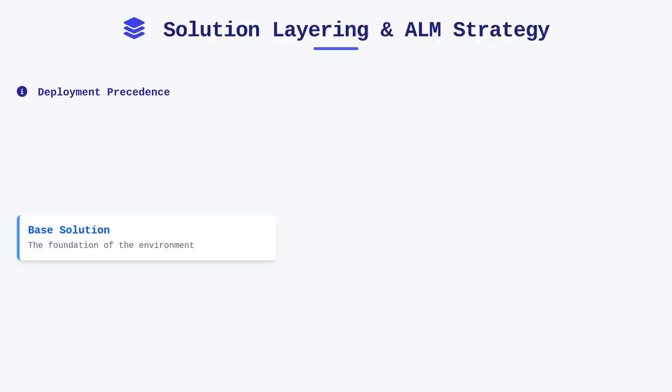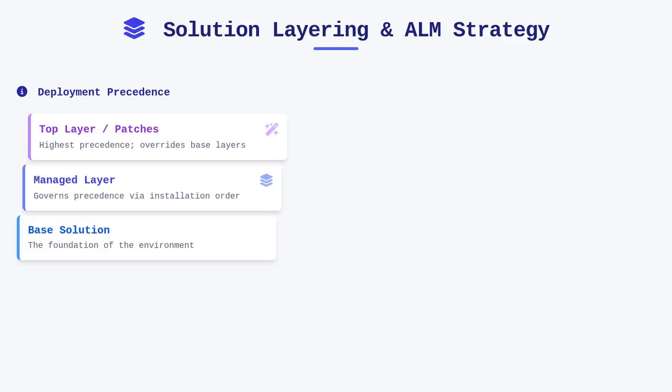The mechanism of solution layering further governs how our components coexist during the deployment process. When you deploy a managed solution over an existing base, Power Platform applies a layer that dictates precedence based on the order of installation. If you make a mistake and need to roll back, understanding these layers is what determines whether your cleanup operation will succeed or leave behind residual traces.